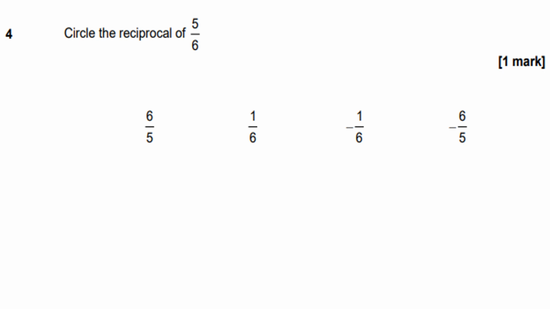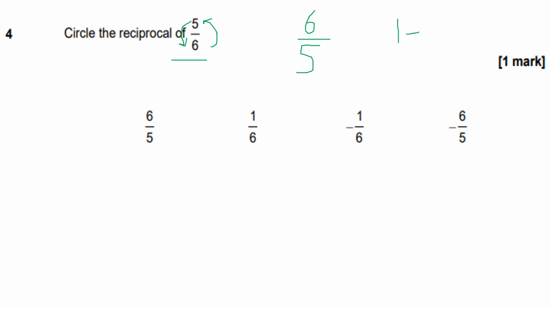Question 4, again, it's not in any particular order here. Circle the reciprocal of 5/6. So it's just flip the fraction upside down. So it becomes 6/5. You flip the numerator and denominator upside down. So the denominator goes to the numerator and the numerator goes to the denominator when it's a reciprocal. Reciprocal just means 1 over.